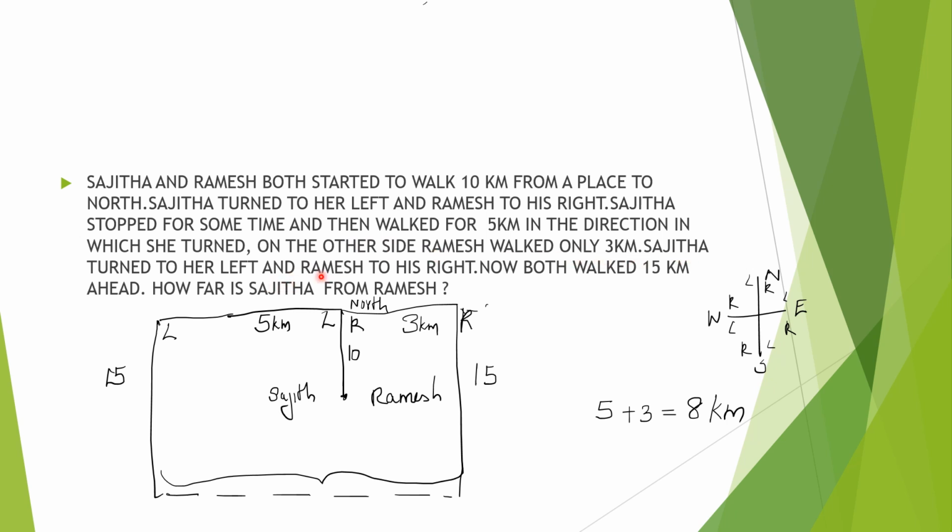Sajida turned to her left and Ramesh to his right. Both walked 15 kilometers ahead. How far is Sajida from Ramesh? That is the question.